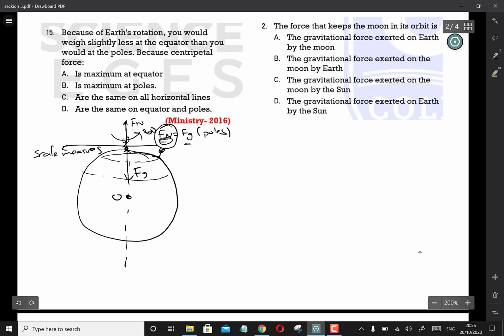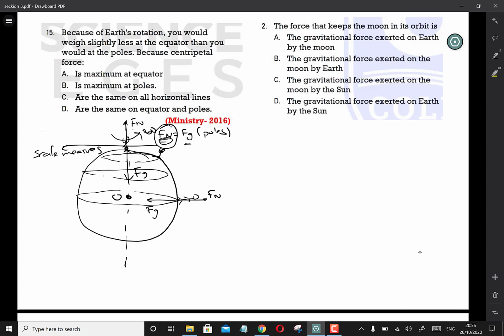But when you go towards the equator, your body starts to follow a circular path. If you go further, it's a larger circle. At the equator, the circle becomes the largest. So at the equator, there are again two forces acting on this man's body. One is the gravitational force towards the center. The second is again the normal force, Fn. But here your body is following a circular path, so there's a centripetal force.